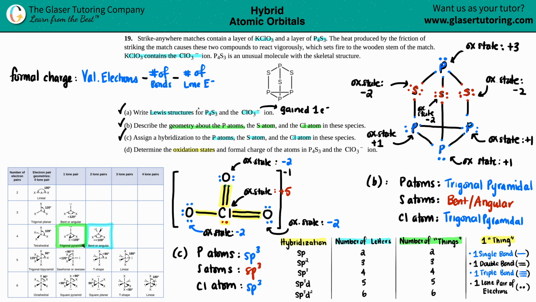So let's start with the phosphorus. All these phosphorus are going to be the same because they all have 3 bonds and 1 lone pair.